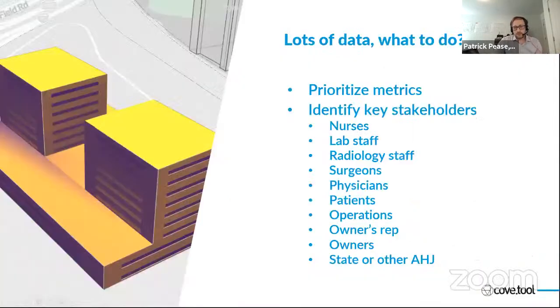So on that, how do we make a decision? So there's our data. How are we going to make a decision? It's very important to prioritize metrics.